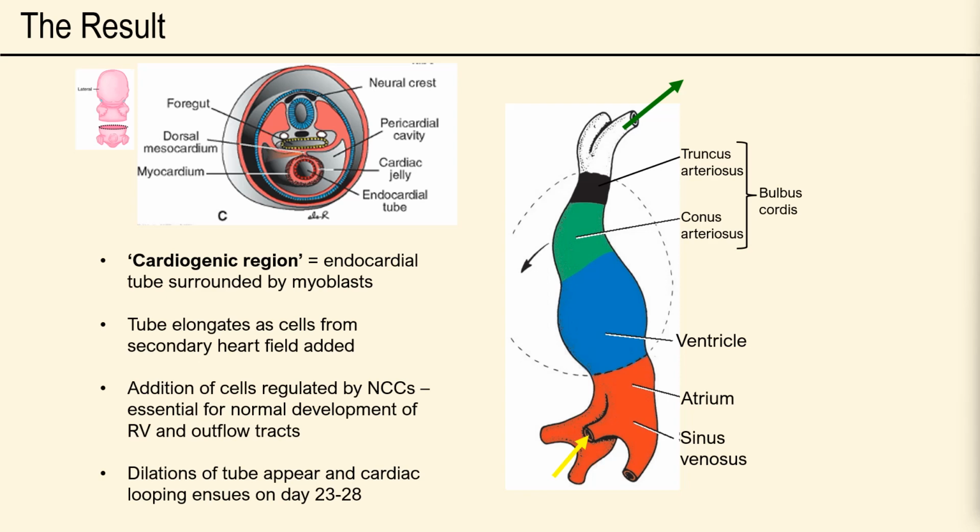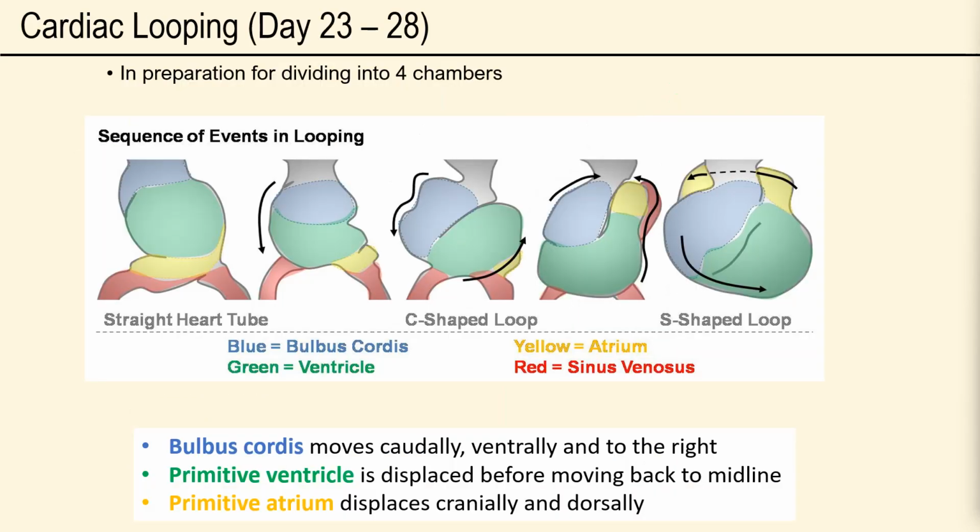The caudal region is formed into a sinus venosus and the primitive atrium. As we move more cranially, we can see the development of the ventricle. Moving further cranially, we can see the outflow tract, also known as the bulbus cordis. The bulbus cordis, or the outflow tract, is made up of caudal conus arteriosus and a cranial truncus arteriosus. And now we know that the outflow tract is made up from the migration, proliferation and differentiation of those neural crest cells. So what about cardiac looping?